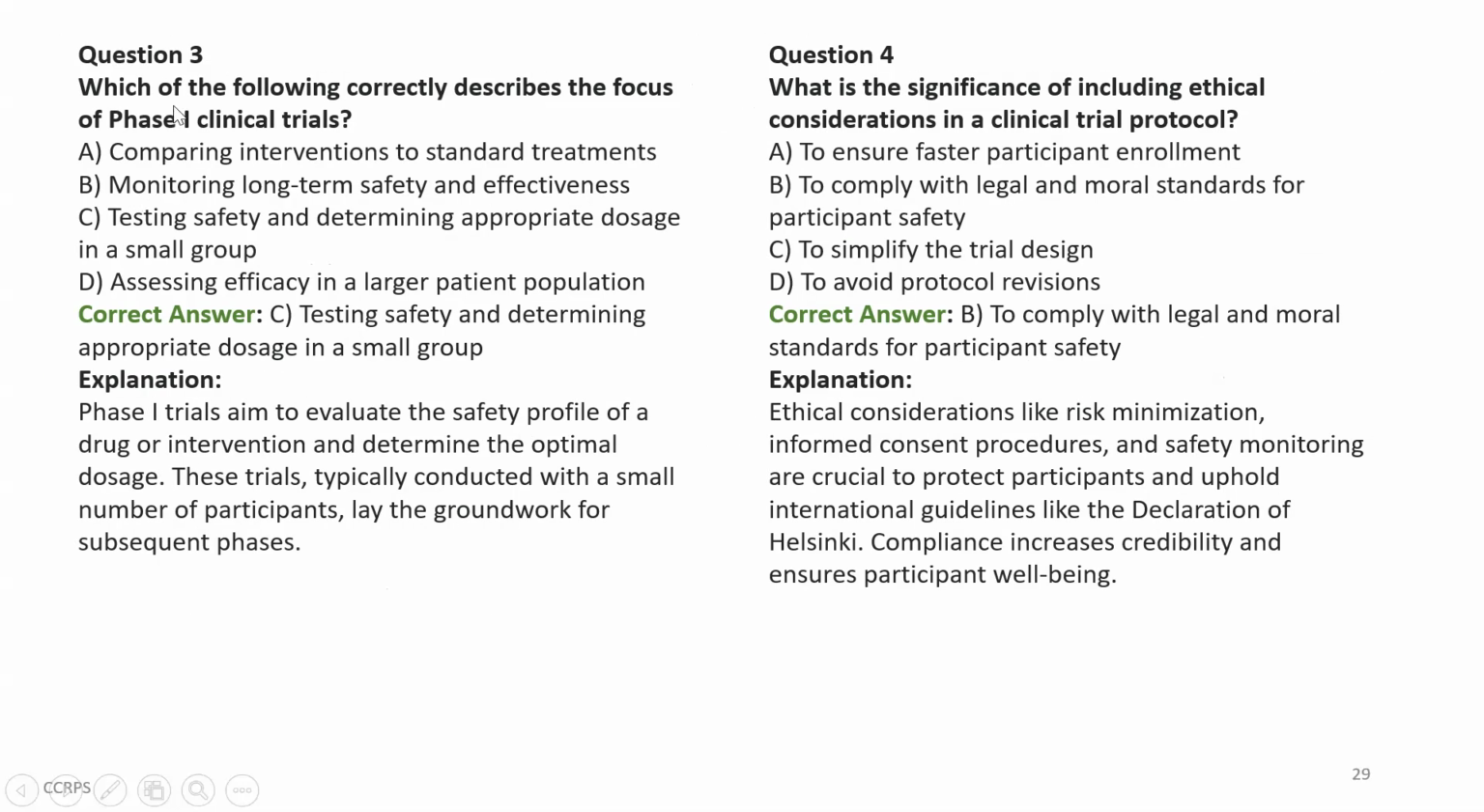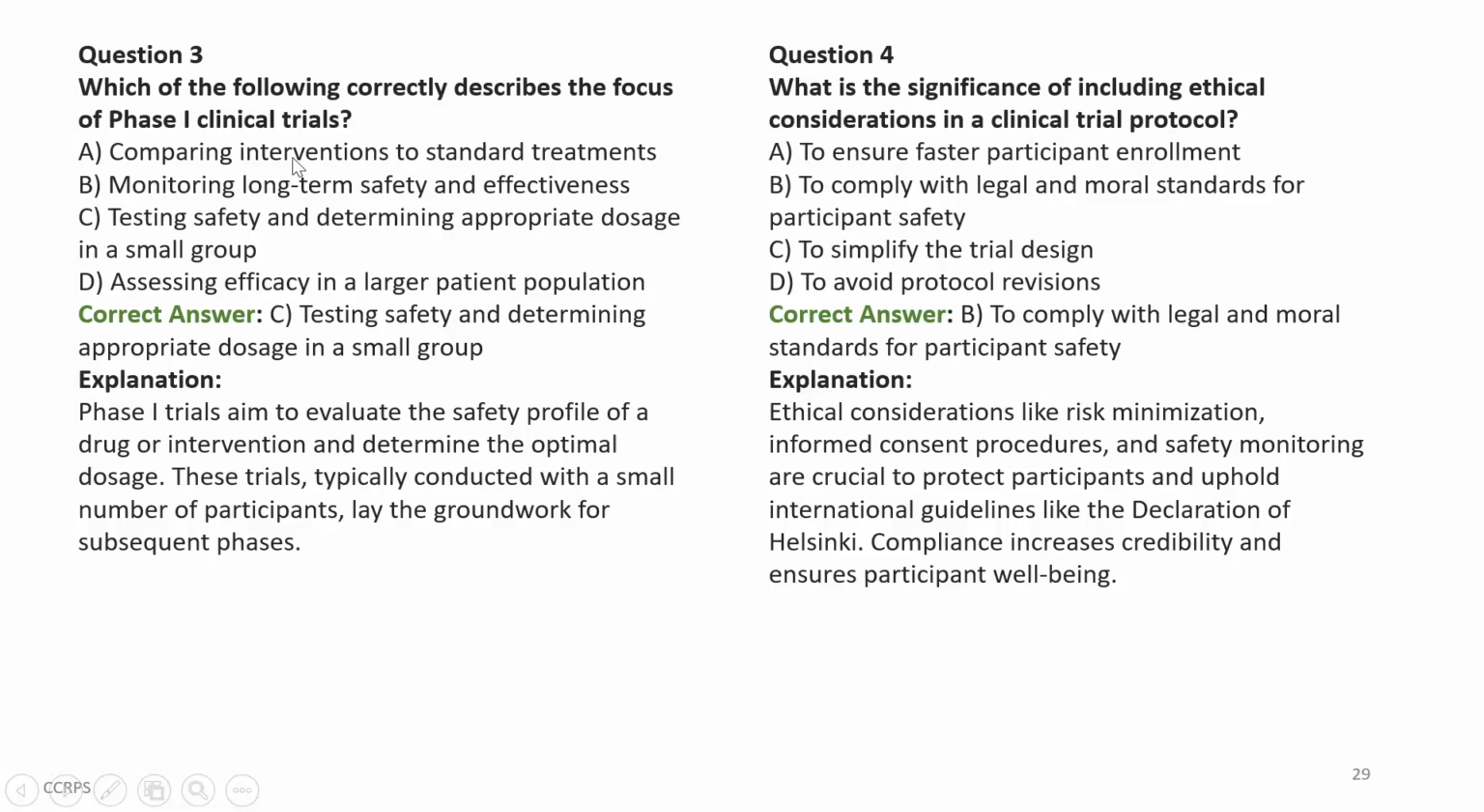Question 3. Which of the following correctly describes the focus of phase 1 clinical trial? We know in phase 1 it's about determining the dose and the safety. So C would be the most appropriate answer, testing safety and determining appropriate dosage in a small group, as phase 1 trials aim to evaluate the safety profile of a drug or intervention and determine the optimal dosage.